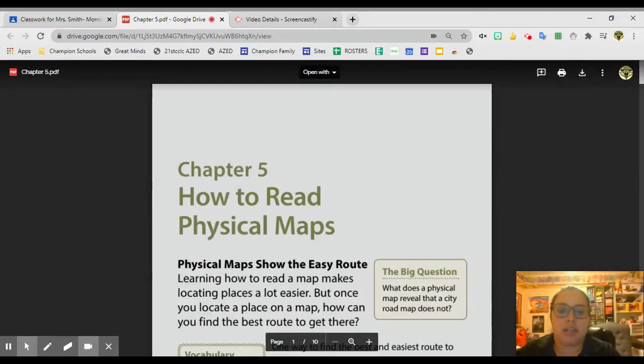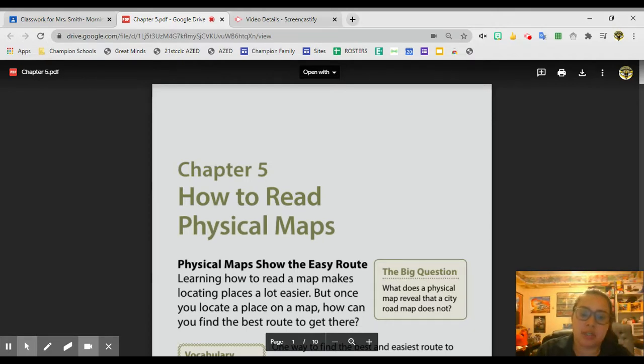Alrighty. Just like when I read chapter 2, I'm going to read chapter 5 so that you can get through the reading easier since we're not reading it together in class. And then use the reading and the read aloud and any notes you take to help you on your exit ticket. Okay, so chapter 5, how to read physical maps.